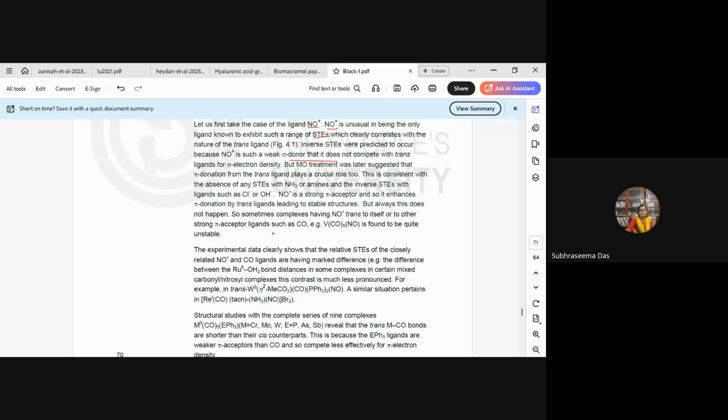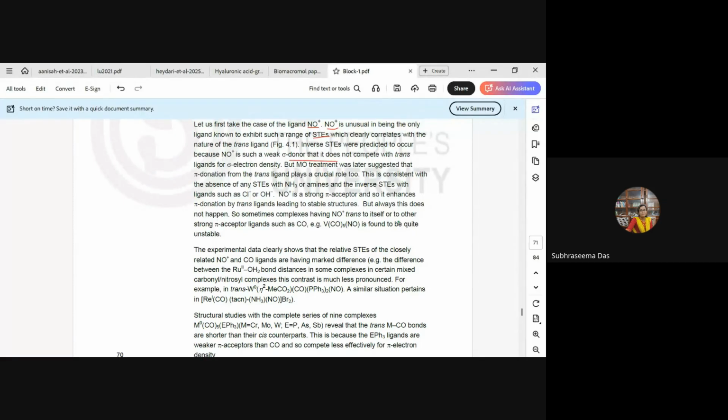NO plus, nitrosyl, is a strong pi acceptor. So it enhances pi donation by the trans ligands, leading to stable structures. But this does not always happen. Sometimes nitrosyl trans to itself or to other strong pi acceptor ligands, such as vanadium pentacarbonyl nitrosyl, is found to be quite unstable in nature.